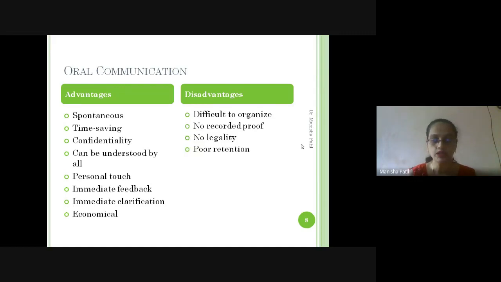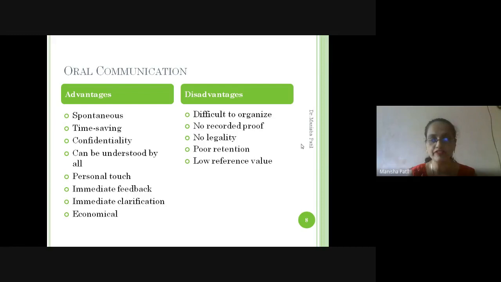Then poor retention. Retention, remembering. If you don't note down the points of whatever is taught to you and you just listen to my lecture, I'm quite sure that at the end of this year or at the end of this particular semester, you will not remember anything. So, the major disadvantage of oral communication is you don't remember it after a long time.